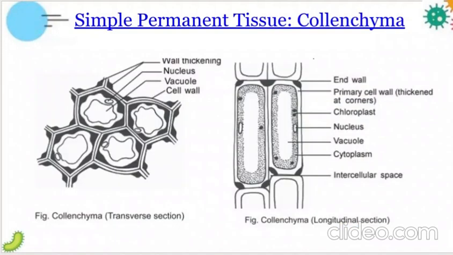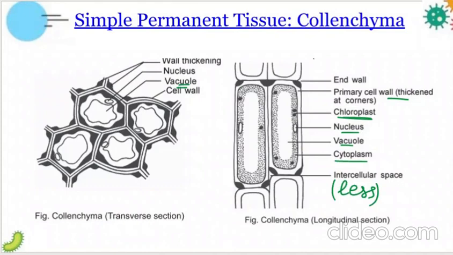Now, if you see the transverse and longitudinal sections, what you can see is that the walls are irregularly thickened. There is nucleus, vacuole, and cell wall. There is a vacuole present because there is no division, right? Right, now there's an end wall, there's primary cell wall, chloroplast is there, isn't it? Then nucleus, vacuole, cytoplasm, and very little. The intercellular spaces are quite less in collenchyma.